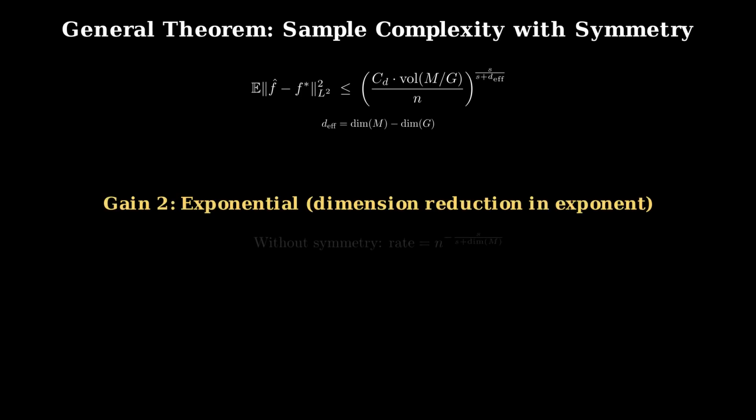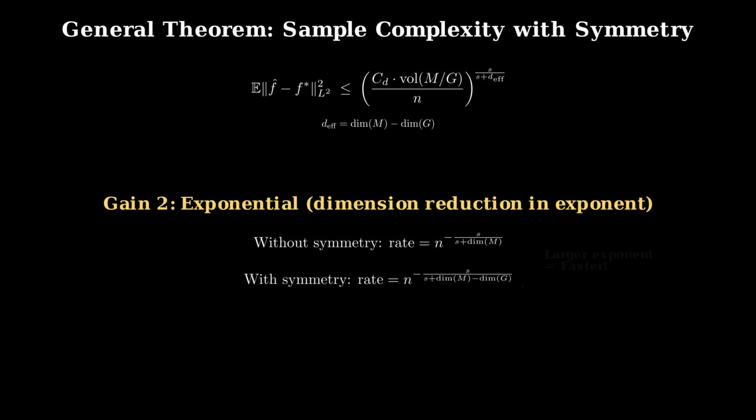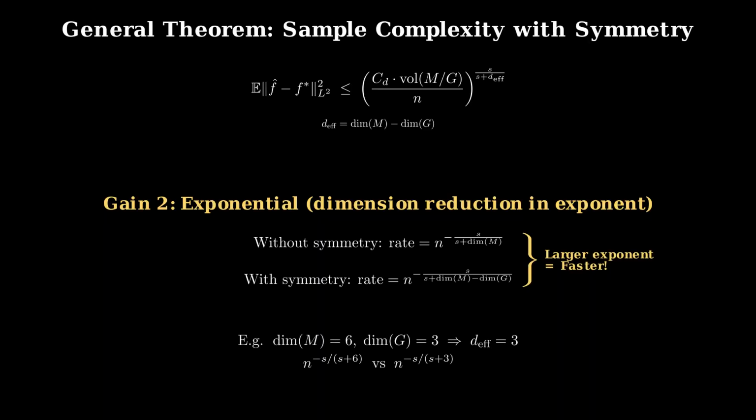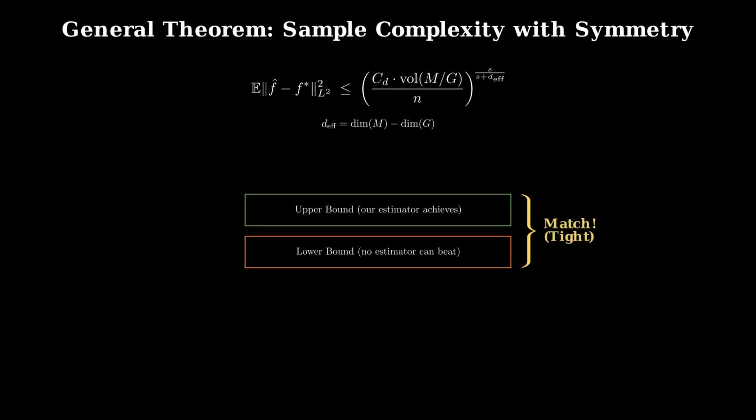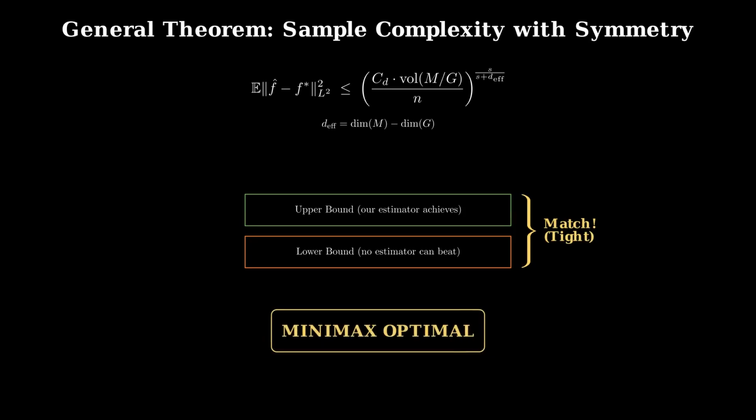Second, an exponential gain in the exponent: the rate becomes n to the power minus s over s plus d effective. Since d effective equals dim M minus dim G is smaller than dim M, the exponent is larger, meaning faster convergence. This is an exponential improvement in the sample complexity. Moreover, this rate is minimax optimal, meaning our upper bound matches the information theoretic lower bound. No estimator, no matter how clever, can do better.